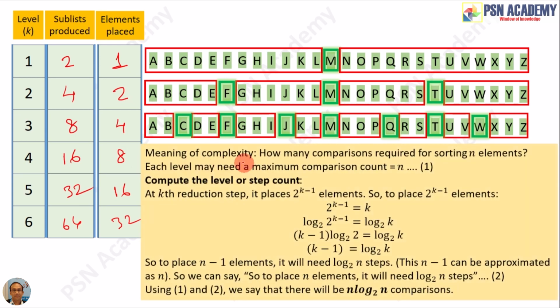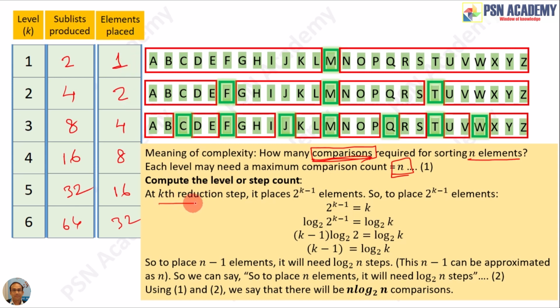So you go for this computation. First I say, what is complexity? You find the number of comparisons required to sort n elements in the list. Okay? So how many comparisons do you need? That is the question. So that is the complexity. Okay? So each level may need a maximum of n comparisons, right? Now the point is, how many levels do you need? So that we have to compute.